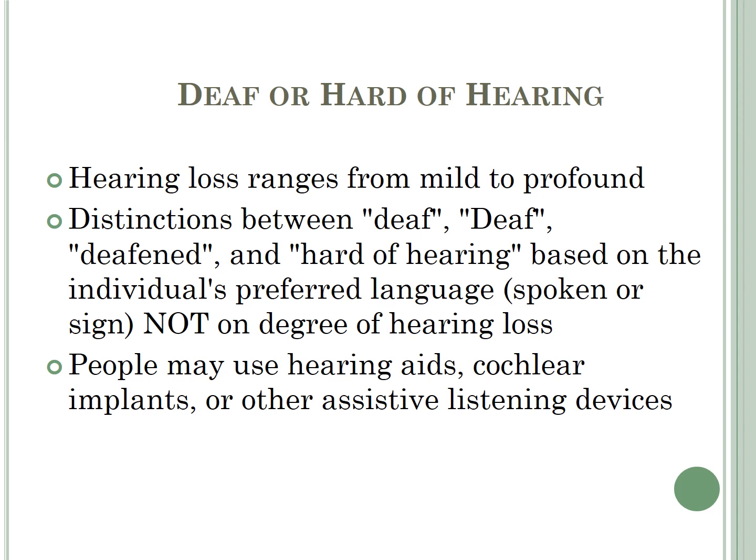Deaf or hard of hearing. A lot of this stuff is a little bit more common sense. So hearing loss does range from mild to profound. And the deaf community has a lot of different ways, depending on the person, that they like to perceive their disability or refer to themselves. For instance, some people who are deaf feel that it's such a huge part of their identity that they prefer to be labeled as deaf with a capital D. And then people who have difficulty hearing may use hearing aids, cochlear implants, or other assistive listening devices.